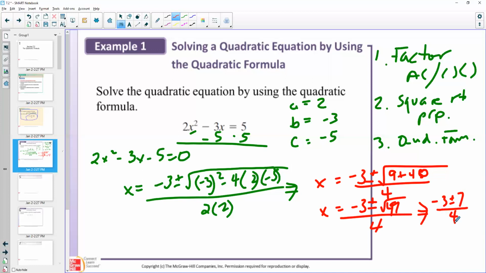Now, here's the thing. This is something you can figure out, and you should. So we should be figuring out negative 3 plus 7 over 4, negative 3 minus 7 over 4. Get the answers to those. Negative 3 plus 7 is 4. 4 over 4 is 1. Negative 3 minus 7 is negative 10. Negative 10 over 4 is the same as negative 5 over 2. And we're finished. You should get 2 answers to most of these.